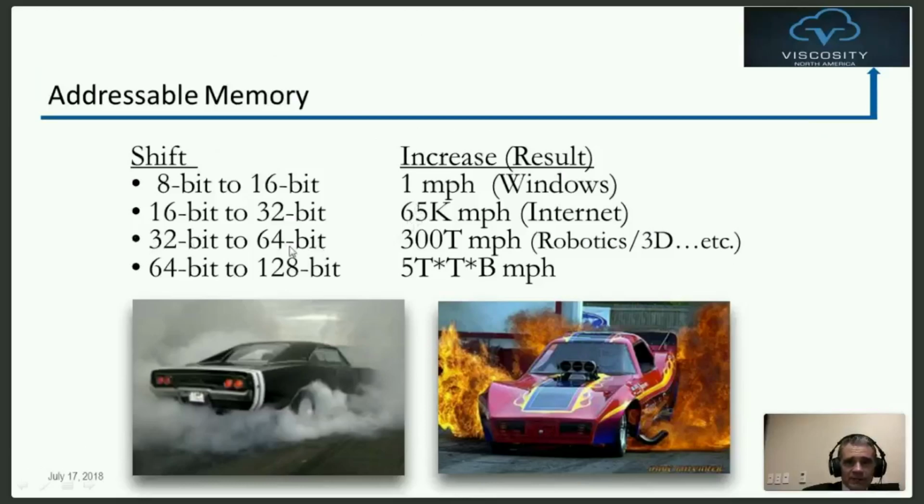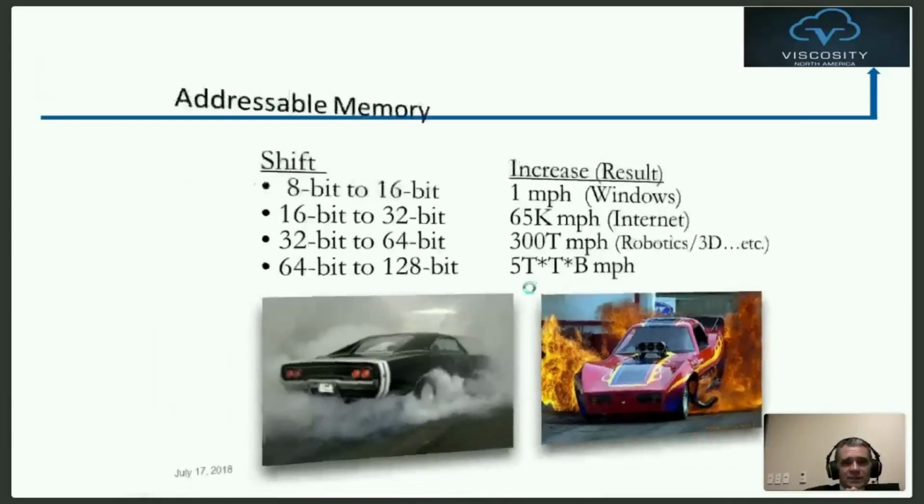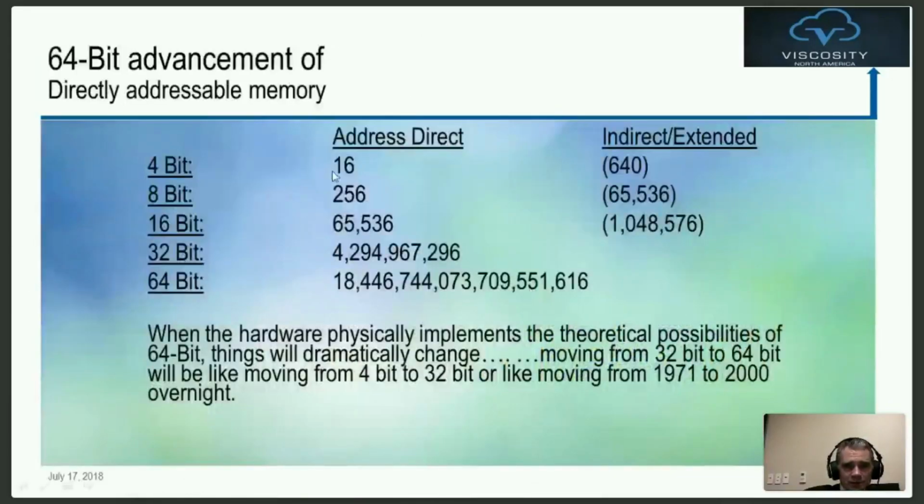And what am I jumping to now? 64-bit. Right now. You're about to jump to 300 trillion miles an hour. And what am I getting? Robotics, 3D printing, 4D printing. I'm going to jump to 128-bit. ZFS, just to let you know, it's already a 128-bit operating system. But it'll be 5 trillion billion miles per hour faster. That's what these numbers are when you make each jump.